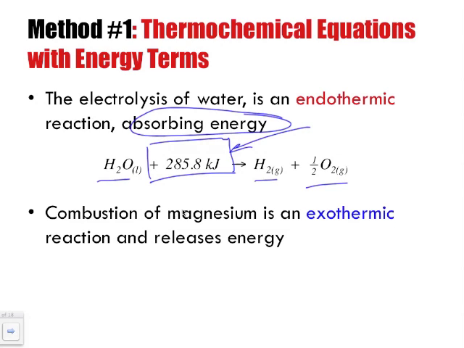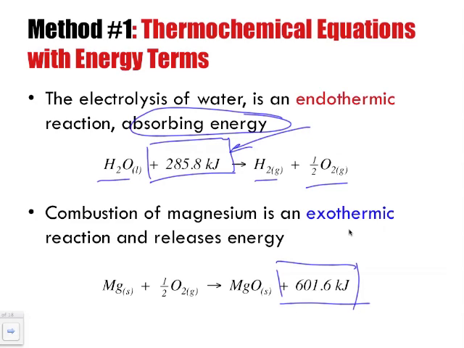Combustion of magnesium is considered an exothermic reaction, and it's going to release energy. Without this term, it's our typical chemical equation. But now we include this, and it is considered a thermochemical equation in which the energy is shown on the product side if it is exothermic, which means this is the amount of heat that is going to be released. The change in enthalpy will be 601.6 kilojoules going outwards into the surroundings.